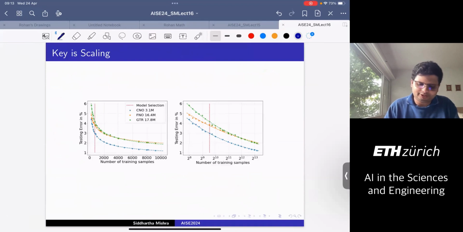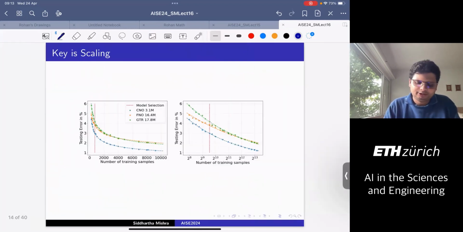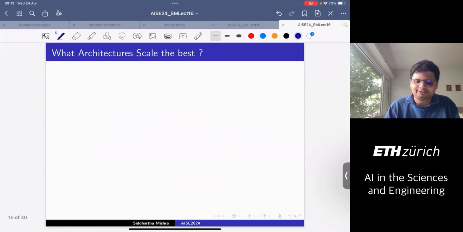So the key somehow is indeed scaling. Given that we have this context, the correct model, or the model that we need to use, is the one that scales the best, in the sense that if you provide it enough data, it should have the best performance. And this is what has been understood for the last 2-3 years in the machine learning community, not just for scientific machine learning, but for vision, for text, and so on and so forth.